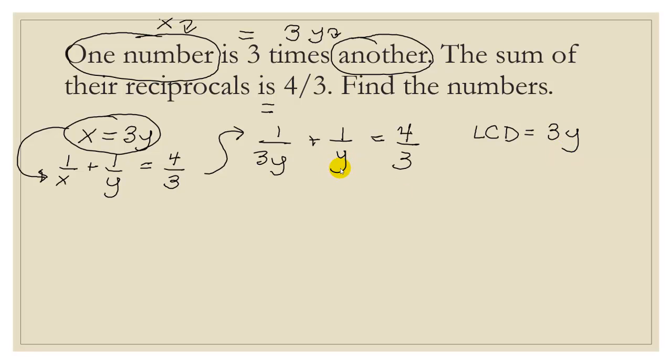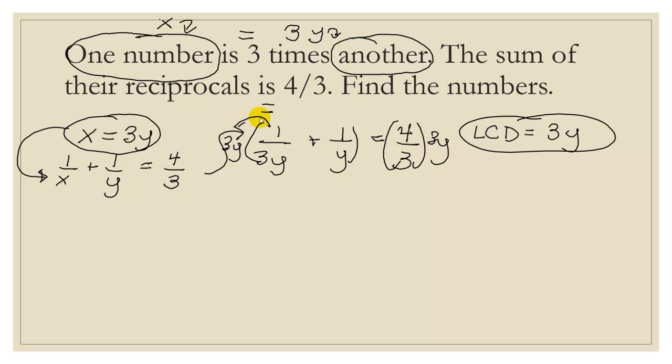Then this one has a denominator of a y, but that's already included in 3y. And this one's a 3, but again, that's included in 3y. So this is our LCD. Let's multiply both sides by that LCD. So I'll multiply the whole left-hand side by 3y, and the whole right-hand side by 3y. And then we just have to distribute. So 3y times 1 over 3y, well, the 3y's would cancel and just give you 1. 3y times 1 over y, well, the y's would cancel, and that would just give you 3.